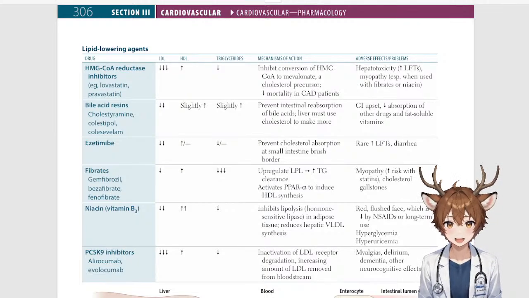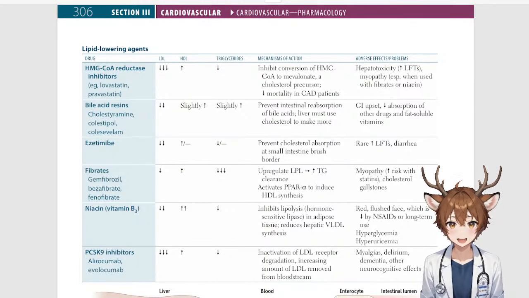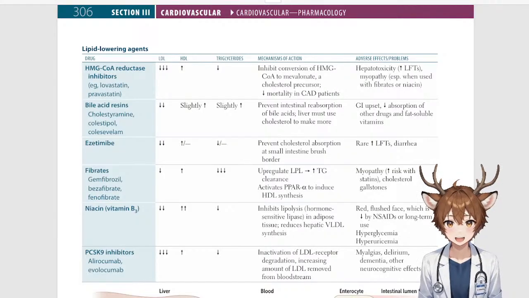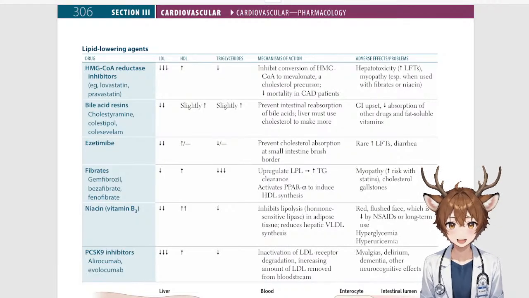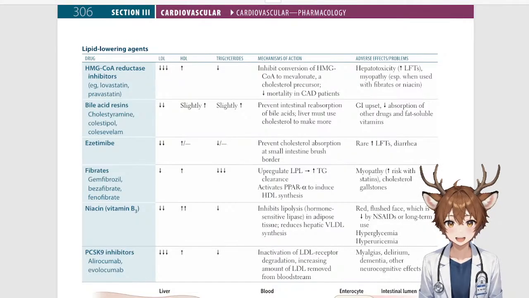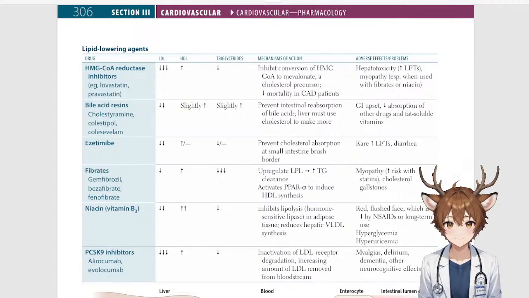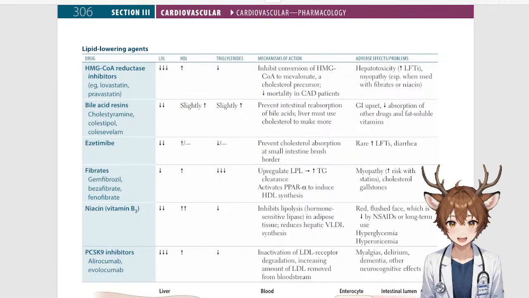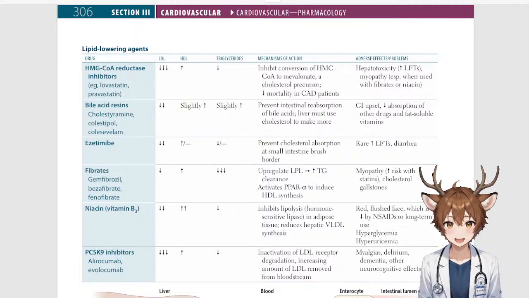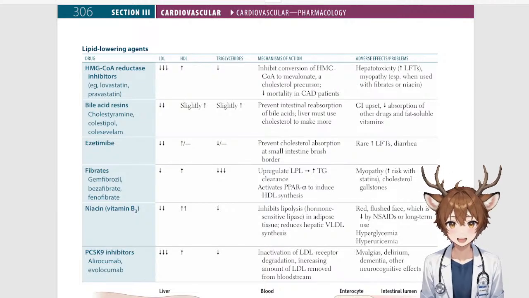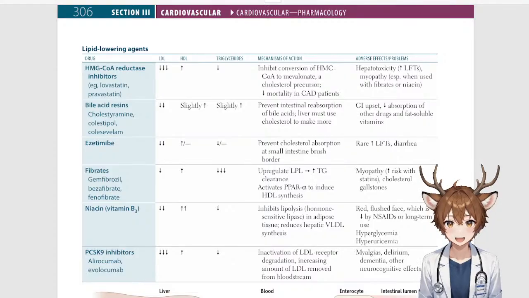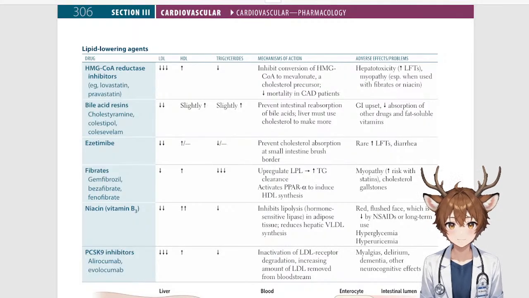Ezetimibe will decrease LDL meaningfully. It'll either increase or have no effect on HDL, and either decrease or have no effect on triglycerides. The big thing is this: ezetimibe decreases the LDL. Ezetimibe prevents cholesterol absorption at the small intestine brush border. It can cause a rare increase in LFTs or diarrhea. Again, that's not really surprising. Ezetimibe and bile acid binding resins are affecting the GI absorption of lipids, cholesterol in the case of ezetimibe, so they might have some sort of GI effects, as you can imagine.